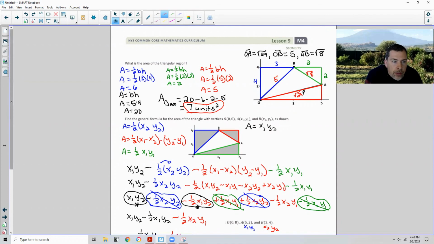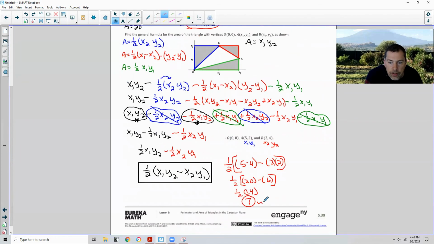How cool is that? Units squared. Ooh. 1/2 of x sub 1 y sub 2 minus x sub 2 y sub 1. Any triangle in the coordinate plane will give us that, or will it? So that's the next thing we need to do.